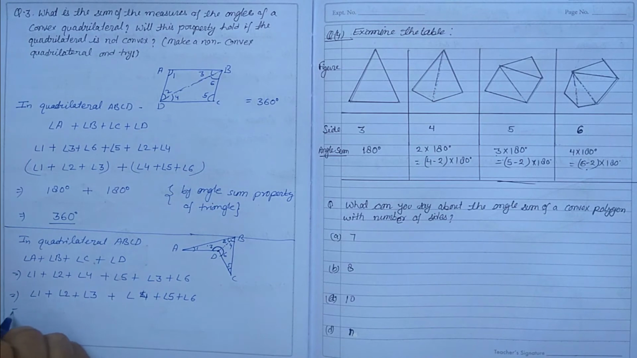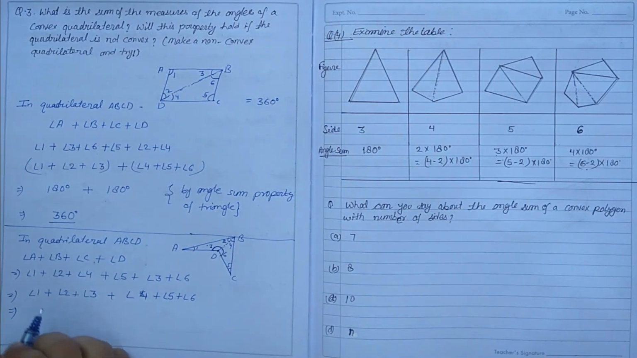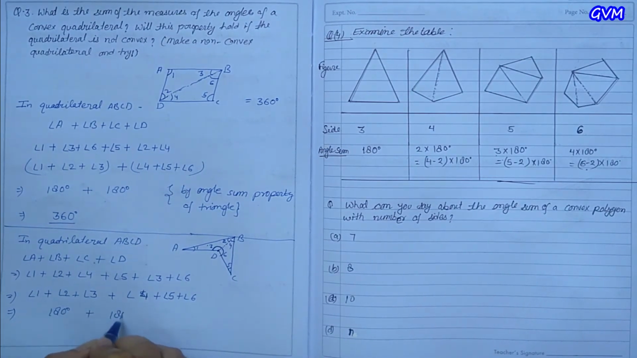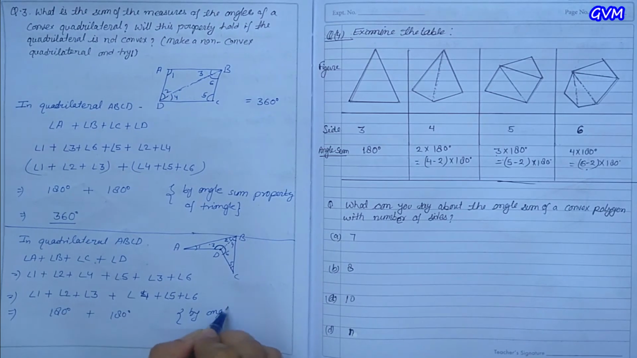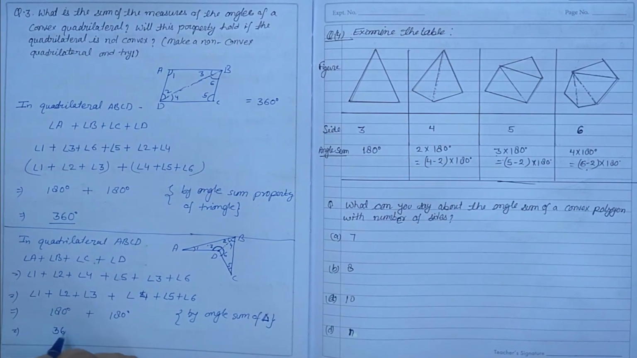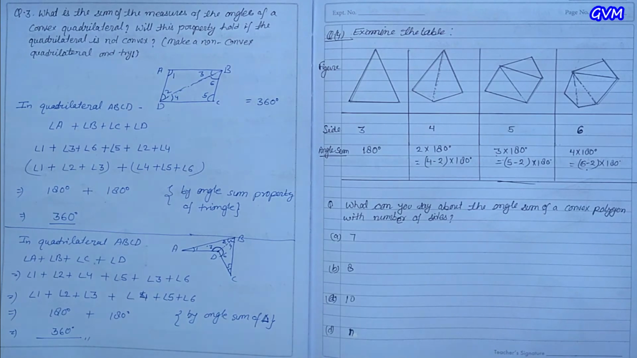Now by the angle sum property of triangle we can see that this is 180 degrees and this is 180 degrees. Now by adding we have 360 degrees as a result. So we can say that if there is a quadrilateral that is not convex, then the angle sum of that quadrilateral is also 360. So this is your question number 3. Let's come to question number 4.